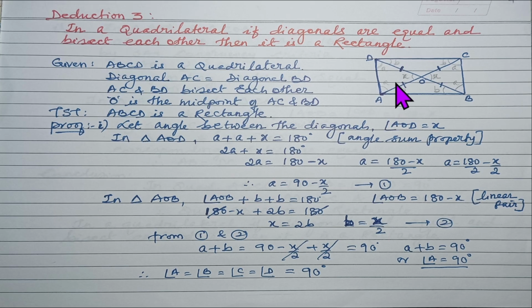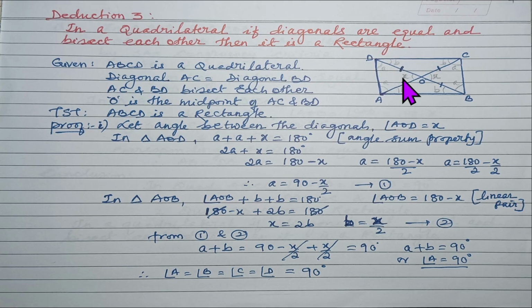Now let us take the angle between the diagonals. If I take the diagonals AC and BD, let the angle be equal to x. Now, since the diagonals are bisecting each other and are equal, OA and OD are equal. And if OA and OD are equal, the angles opposite to the equal sides are equal, therefore angle OAD and angle ODA are equal. Let me take these as A and A.